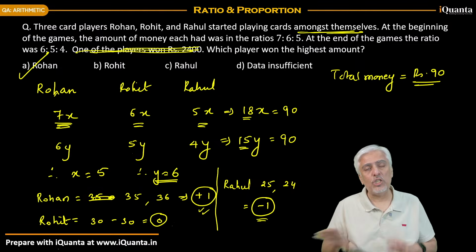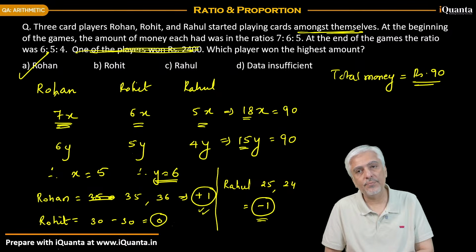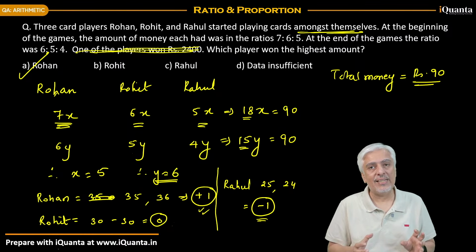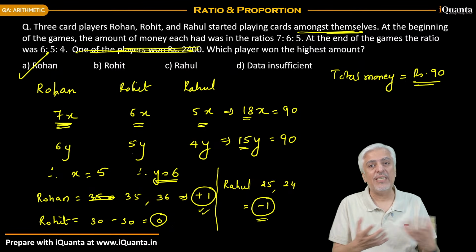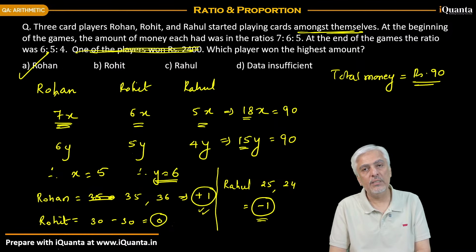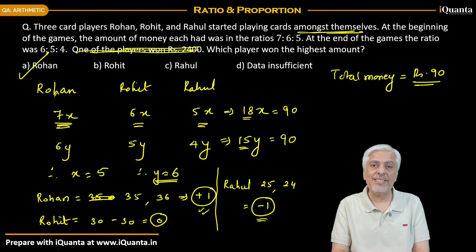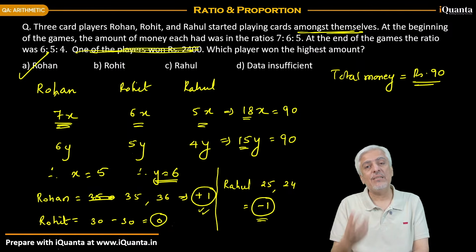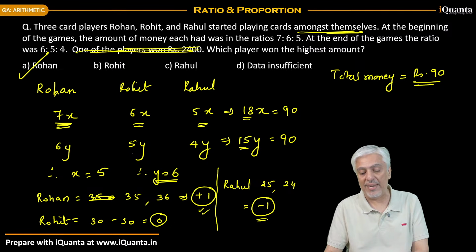So, first of all, do you all understand the money was equal? Because if three people are playing among each other, then the total money will remain same. Total money will remain same, right? Now, total money remaining same, I just took a money so that my x and y do.